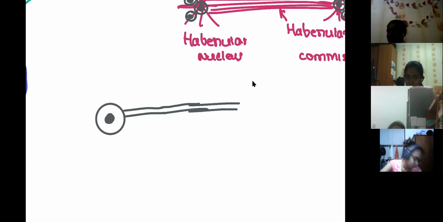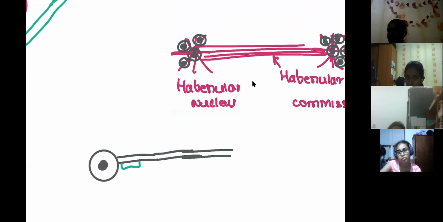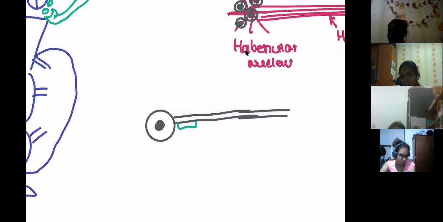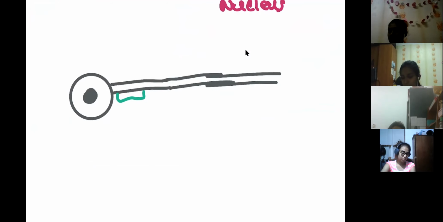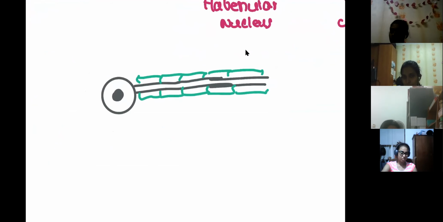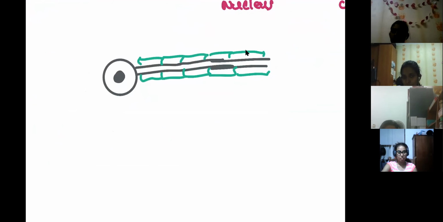Can someone tell me why there is something called the gray matter and why there is something called the white matter? What makes white matter white? I gave you a hint already. What is this that I just wrote? Schwann, myelin sheath, yes. Myelin is what makes white matter white.